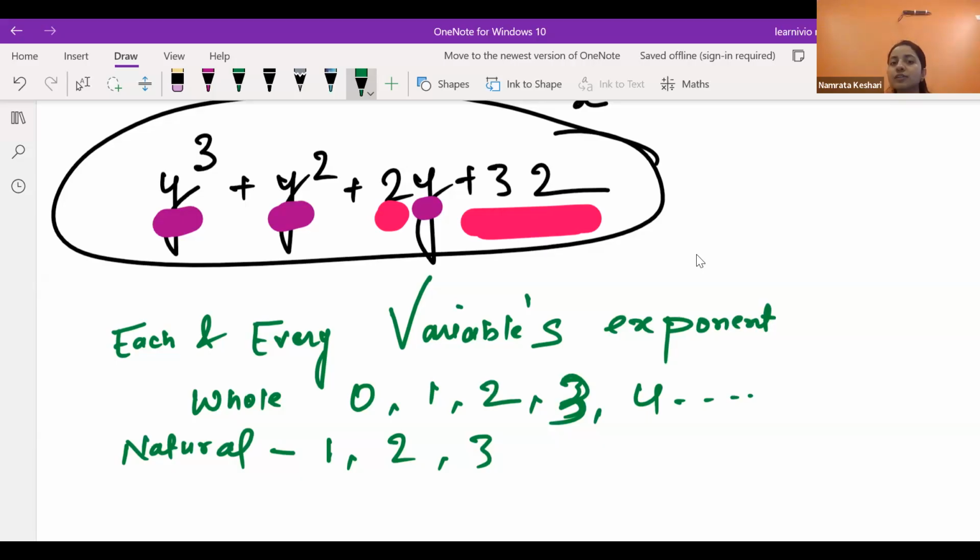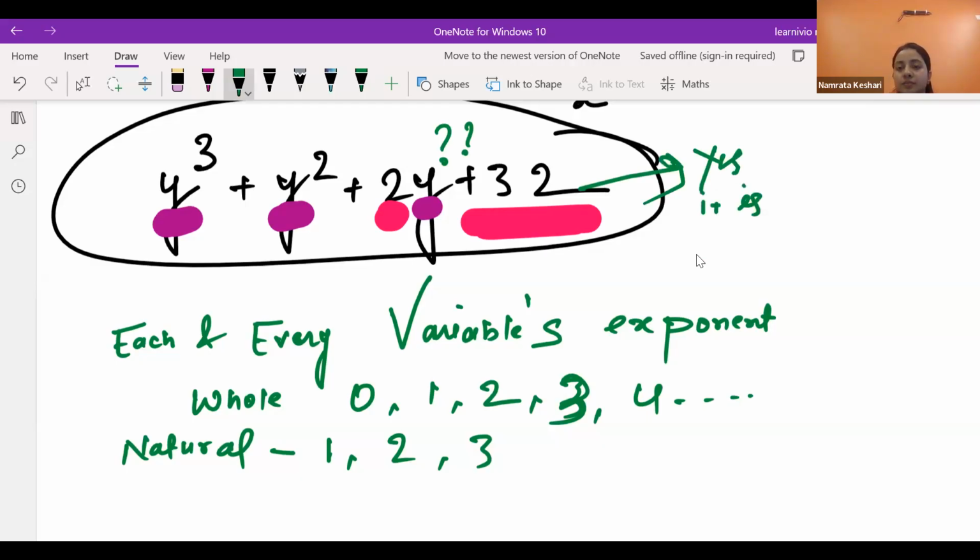Okay, so what is the exponent over here? If I ask you what is the exponent at the place of the question mark? 1. Yes, here the exponent is 1 and still it is a whole number. Each and every variable's exponent is a whole number. Hence, this is a polynomial.